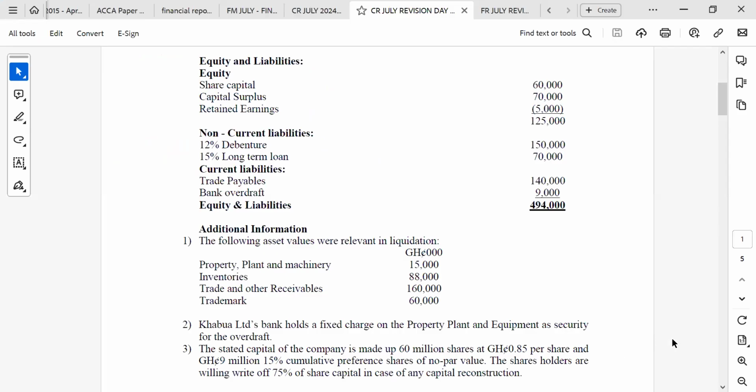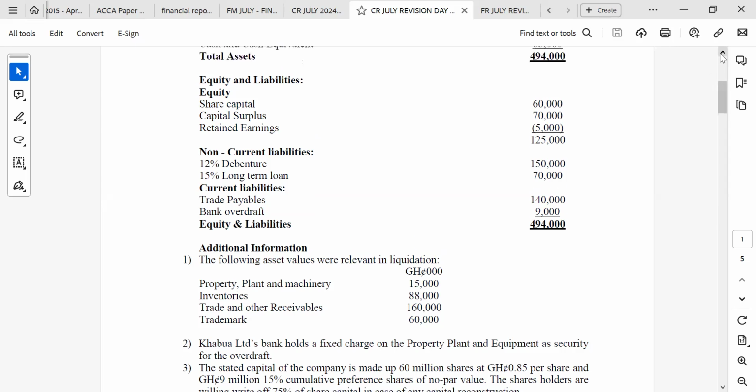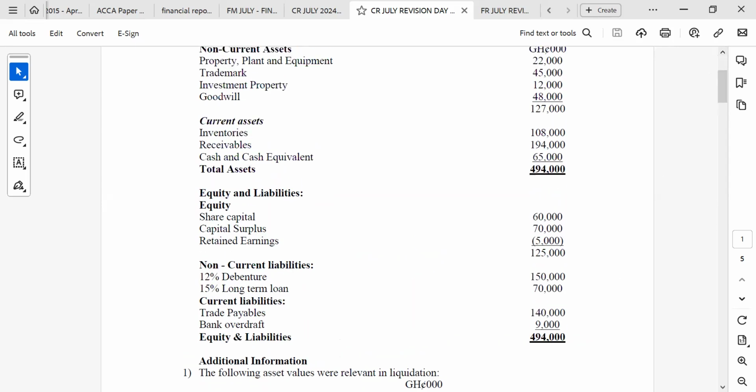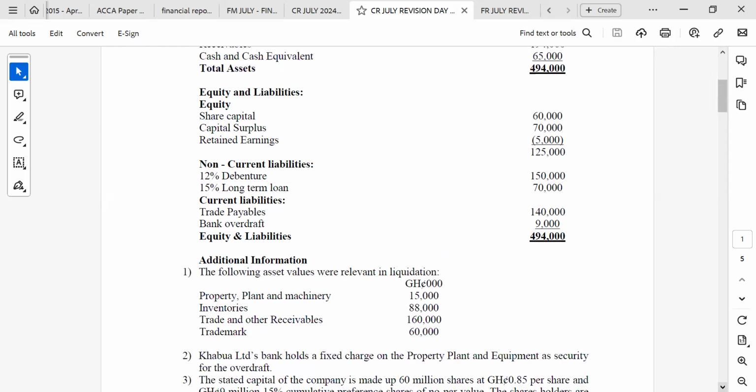29,000. And this will be given to which people? Ordinary shareholders. Are you sure? We don't have preference shares.